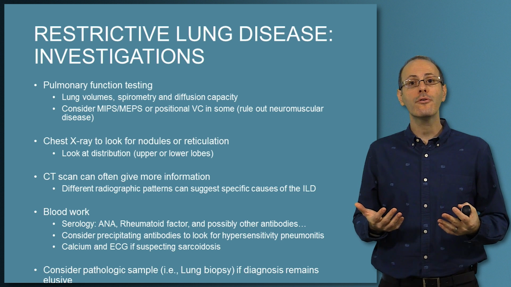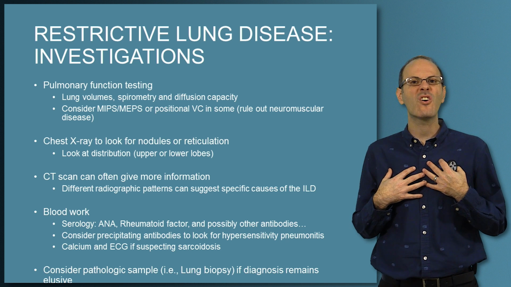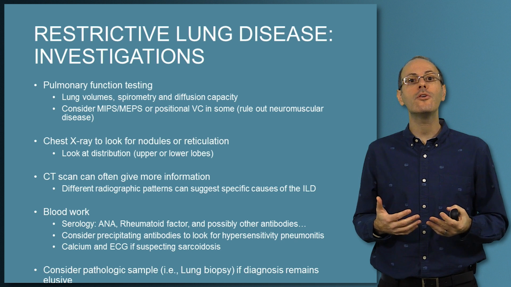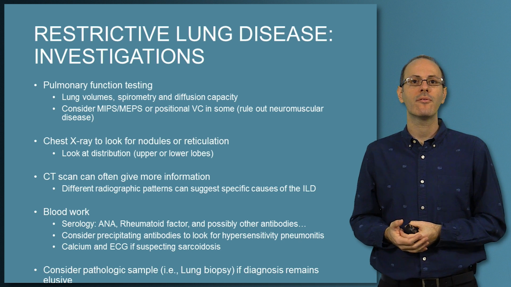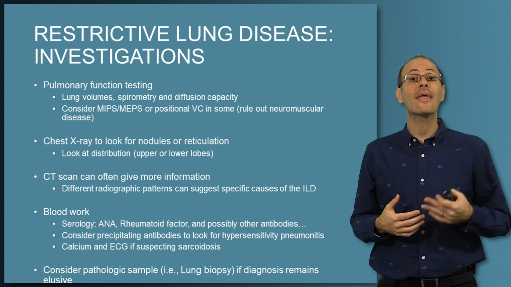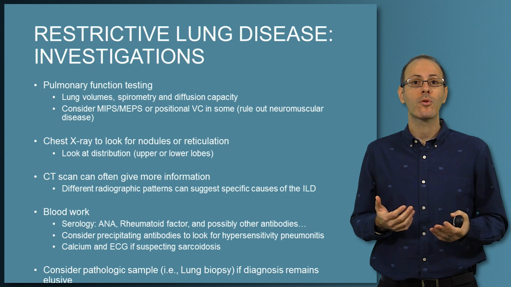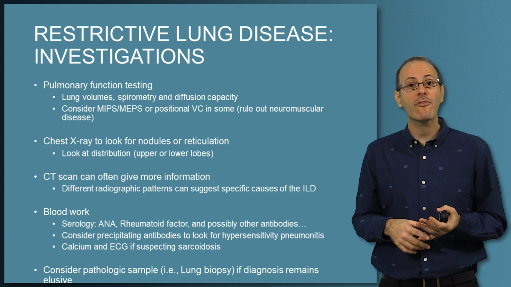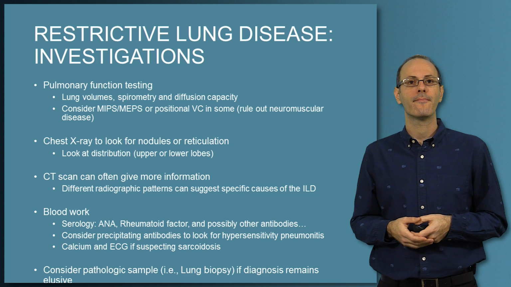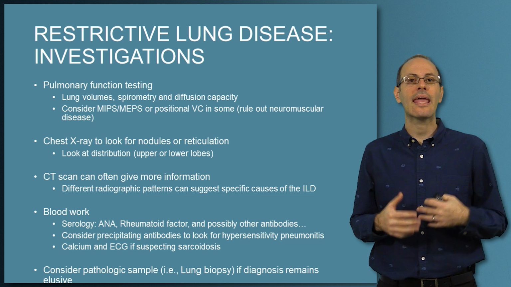For some exposures, particularly organic exposures, which cause an interstitial disease called hypersensitivity pneumonitis, in those patients we might do what's called precipitating antibodies. And this looks for antibodies in the blood that are directed towards organic things like birds or molds. We can also do tests like a serum calcium level and an ECG if we suspect a disease like sarcoidosis. Diseases like sarcoidosis can affect the heart and calcium metabolism.